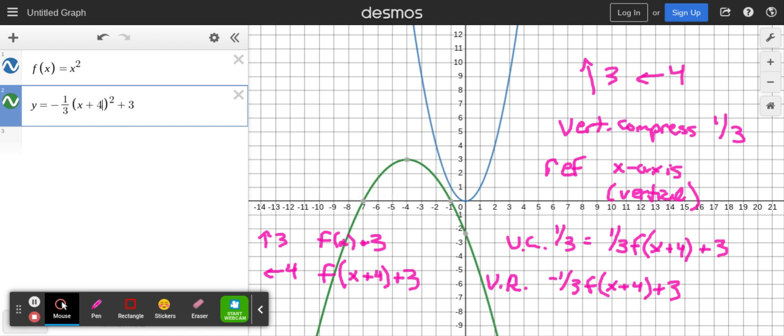And then lastly, the reflection across the x-axis, that vertical reflection, now we just have to make it negative in front right there. So that's what this looks like in totality. This should help you visualize the 1C a little bit. You could really use any function here, but I think the quadratic one's easy to see how it looks. So that's that.